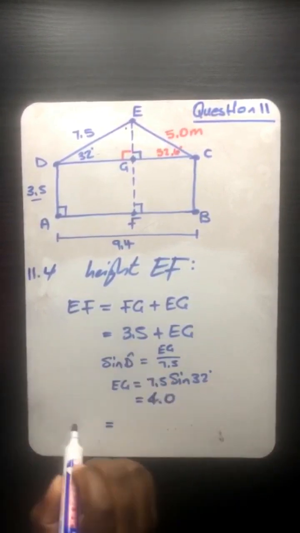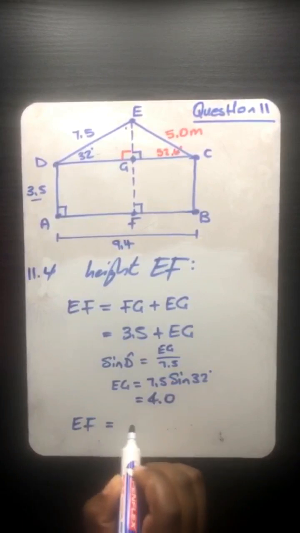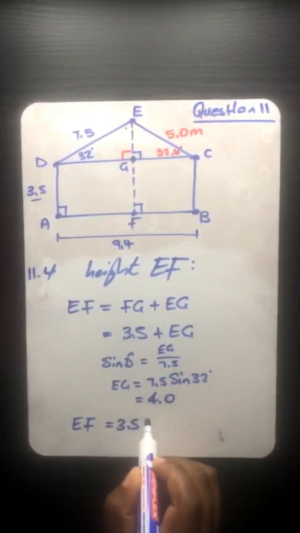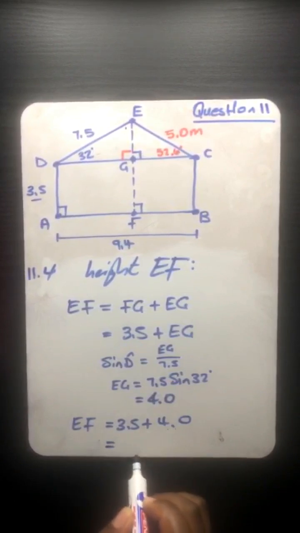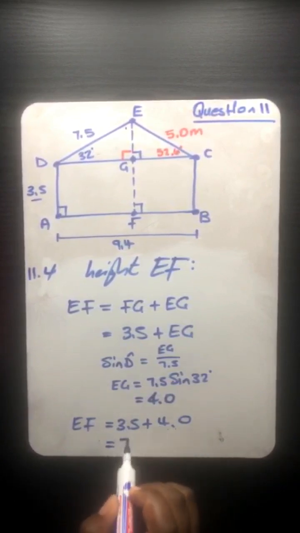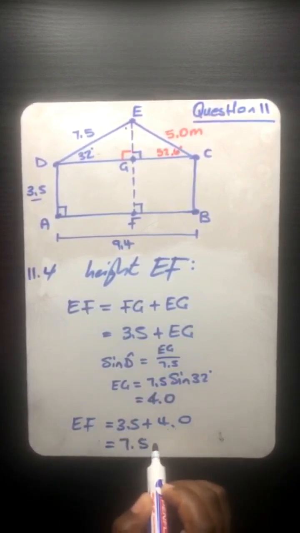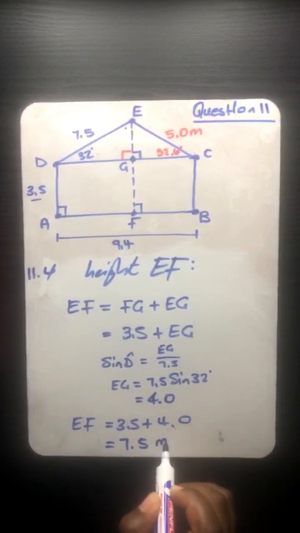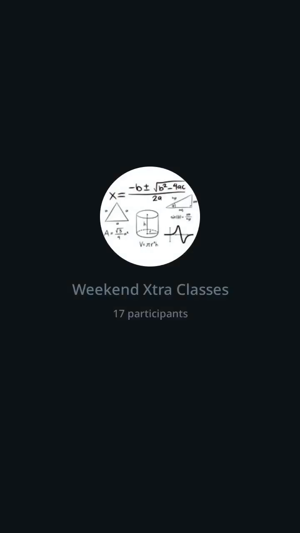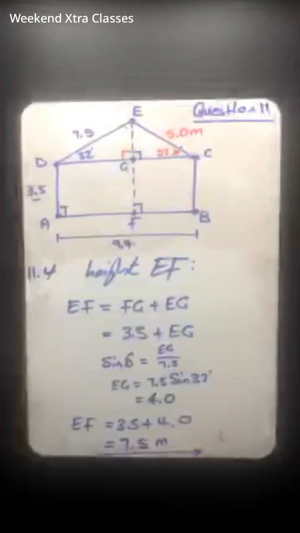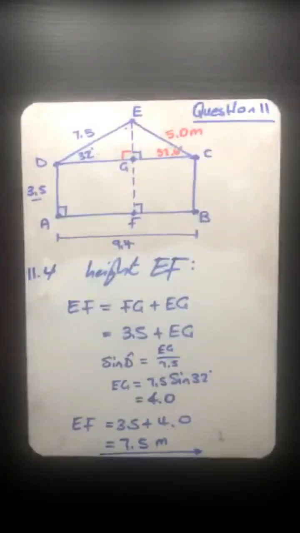They say EF is equal to 3.5 plus 4.0. And then finally, this is 7.5. What is the answer? It's in meters. Yes, I think this is our final answer. And that's how you score yourself 3 marks there.